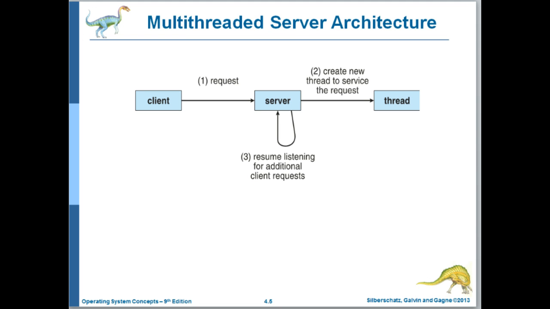For this example, let's assume again that we have a web browser for the client and a web server for the server. The server starts off as a process. When it receives a request, it creates a thread to handle that request. And remember, because threads are lightweight, that can be done quickly and efficiently, and then the server itself goes back to listening for other requests.